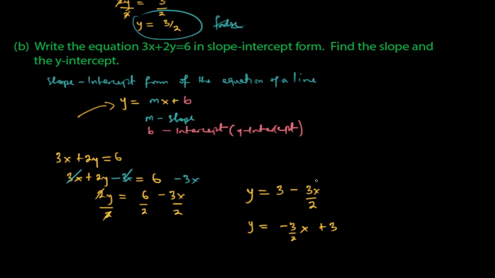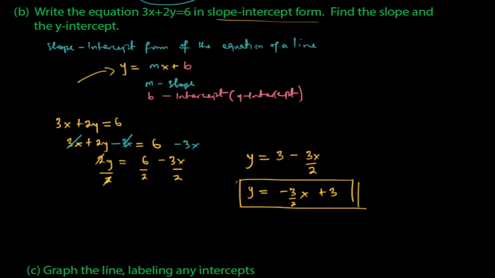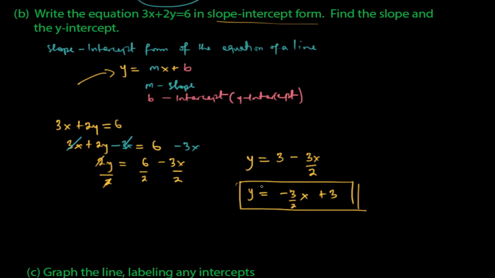I just placed what we have at the back in the front, and what we have in the front at the back. You see the same thing. So I've been able to write it in the slope-intercept form, which means the first question has been answered. Now the next question says find the slope and the y-intercept.